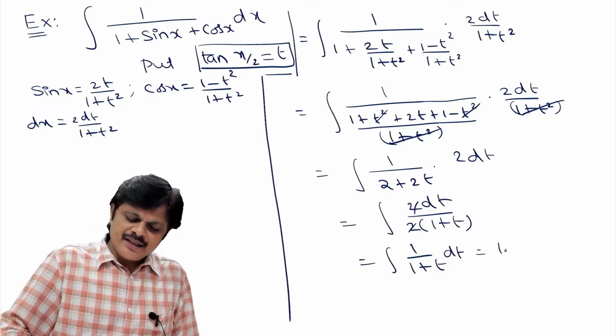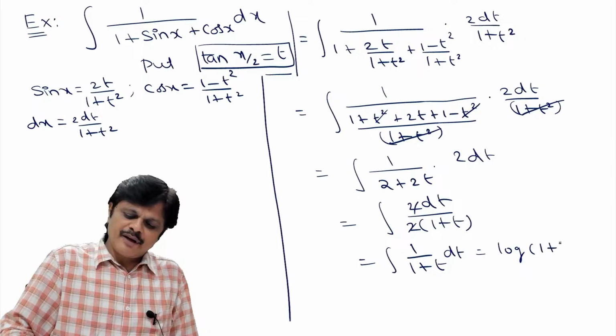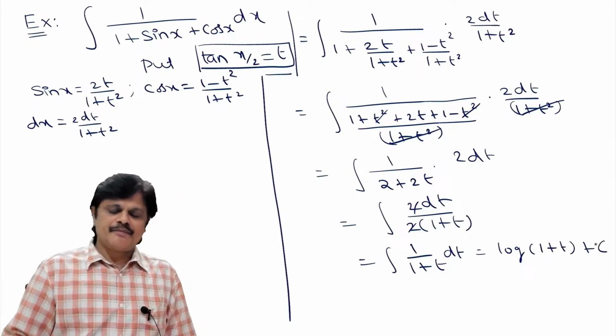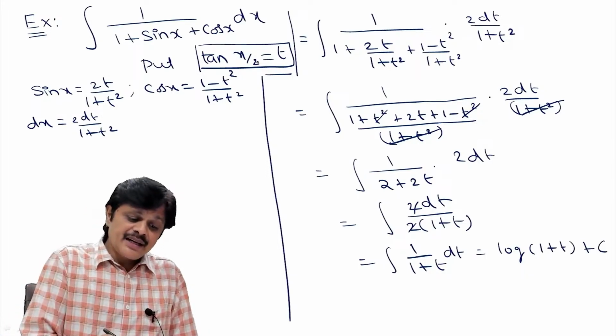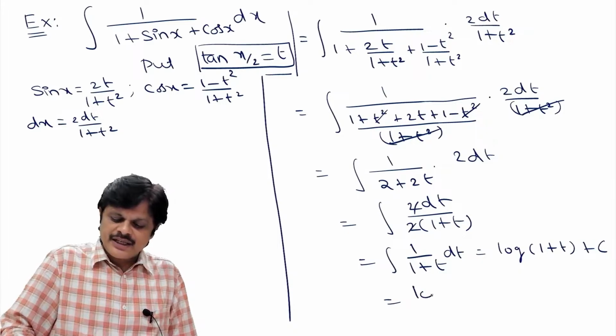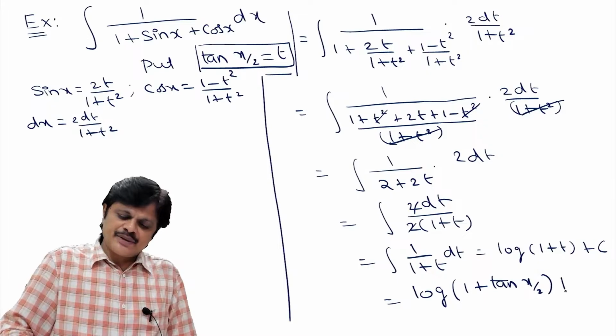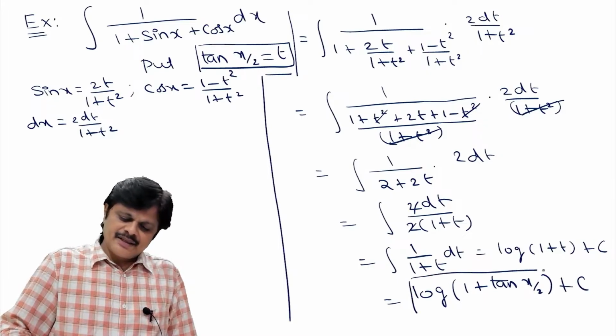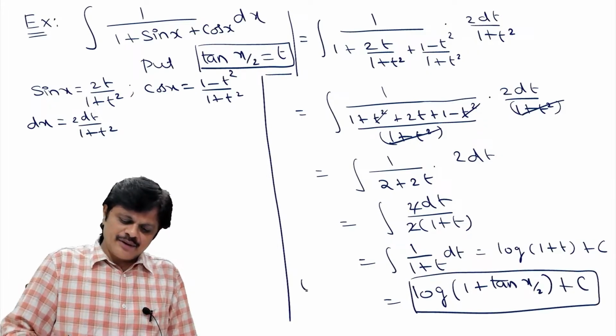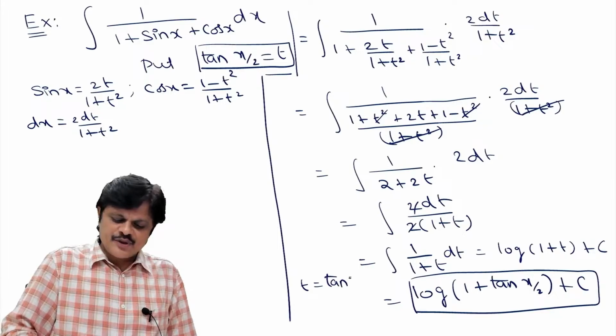So what is it? Log of 1 plus t plus c. But what is t? Tan x by 2. So substituting, you get the answer log, okay, 1 plus tan x by 2 plus c. So you are substituting back t value. T is equal to tan x by 2, you are substituting back.